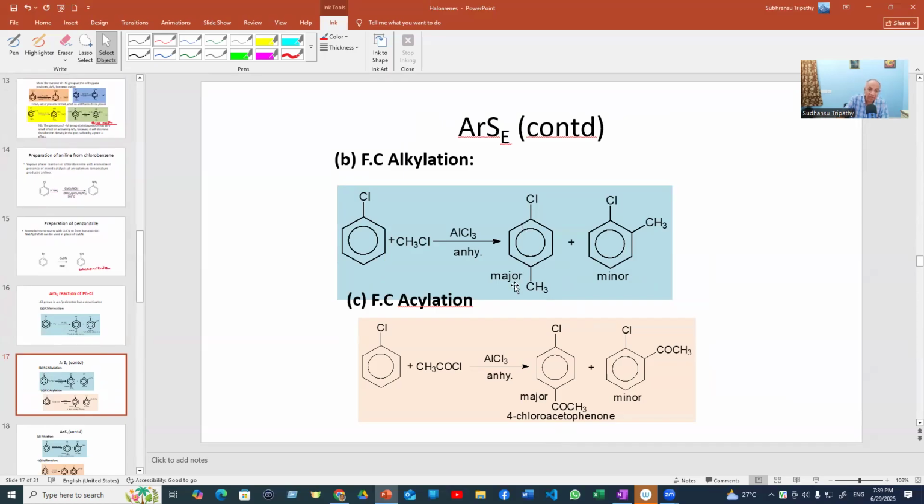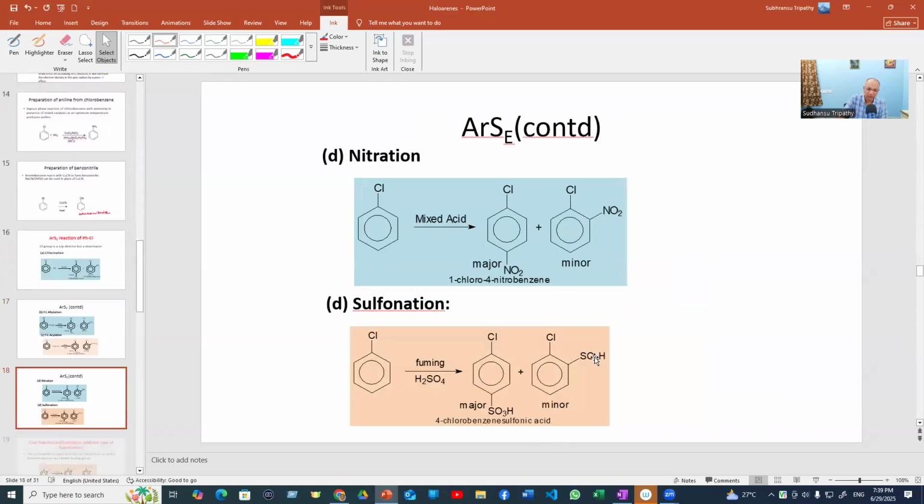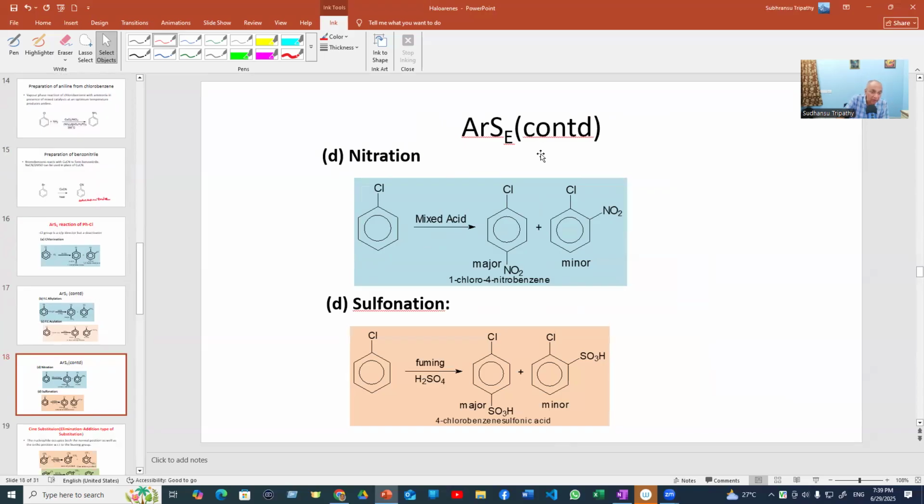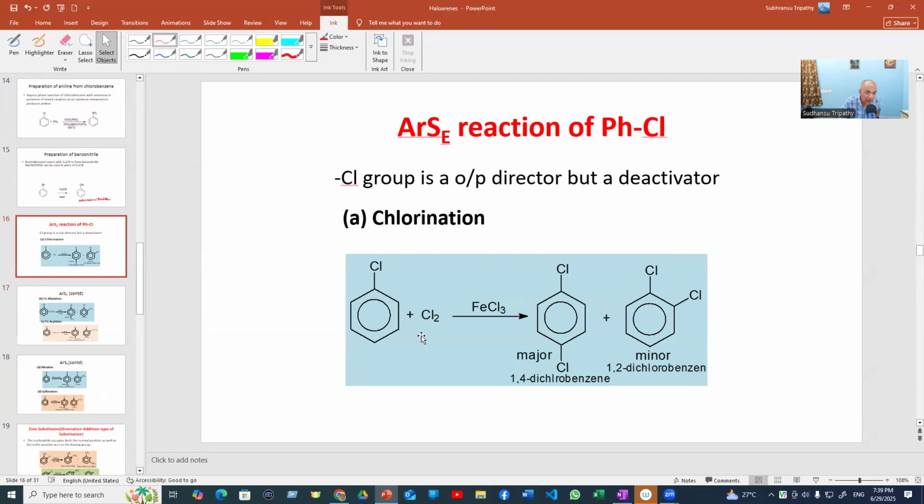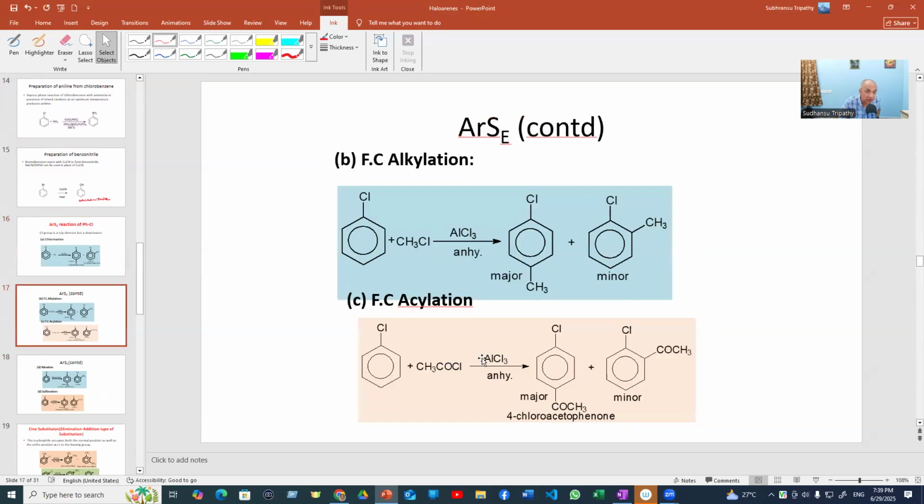So here also para is the major product because chloro is not like fluorine. Now, if you carry out nitration, you again get ortho-para. In all the cases, ortho-para. Sulfonation, ortho-para, but para is major. Who can tell me what is the electrophile in sulfonation? Just like in chlorination, Cl plus, in nitration, NO2 plus, in alkylation it is R plus, in acylation it is RCO plus.